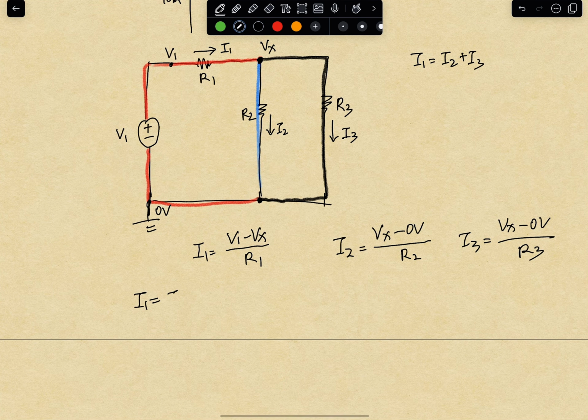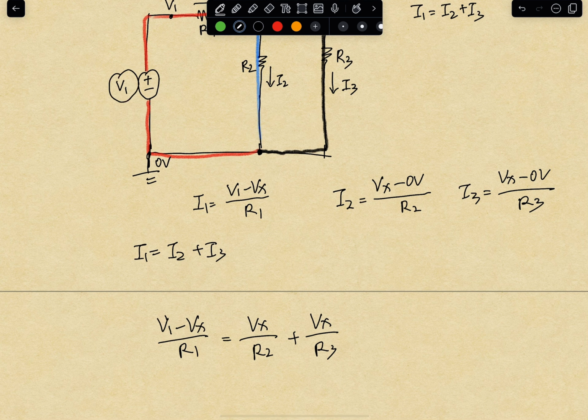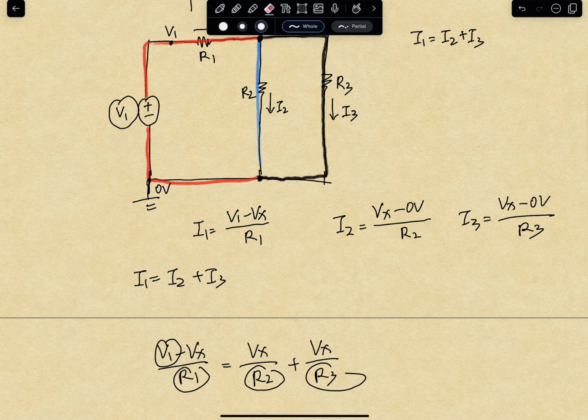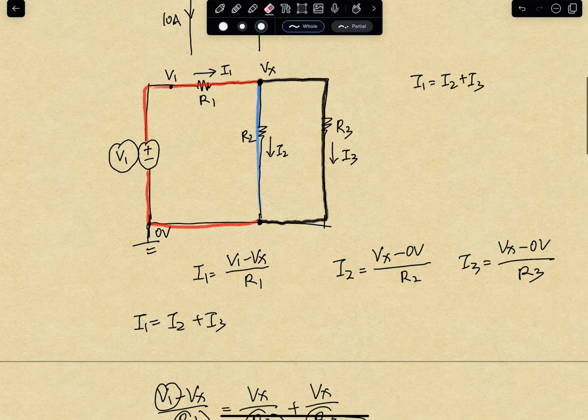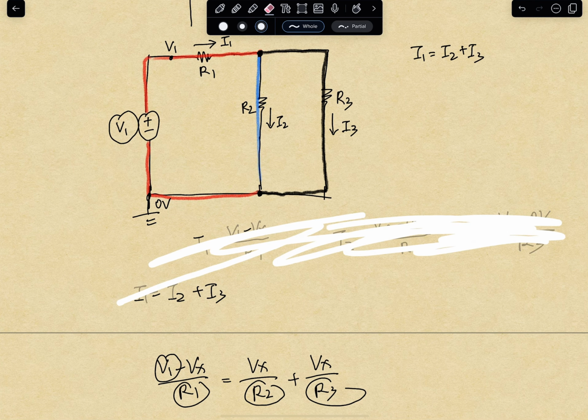And we know that I1 will equal I2 plus I3. So we know V1 minus Vx divided by R1 will equal Vx divided by R2 plus Vx divided by R3. And V1 is known, R1, R2, R3 are known. We only have one unknown, so we can solve it based on this equation. There are several other ways to solve it. This is one of the ways. Another way is, let me erase this first.